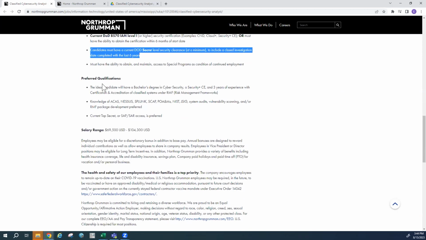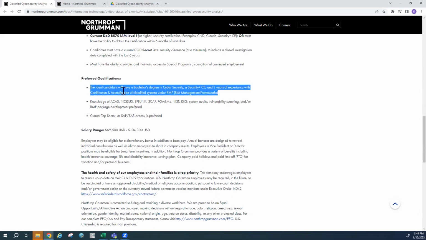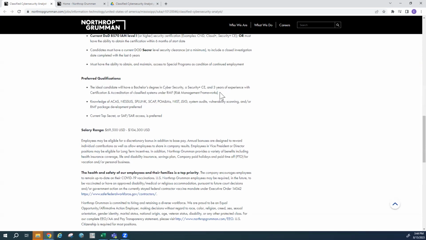And preferred qualification, this is what they prefer that you have. Bachelor's degree in cybersecurity, this is not a must, they just prefer this. It's not a must, okay? If you don't have it, you're good. And you also need to understand risk management framework. You can check this on YouTube. That's very easy to understand.